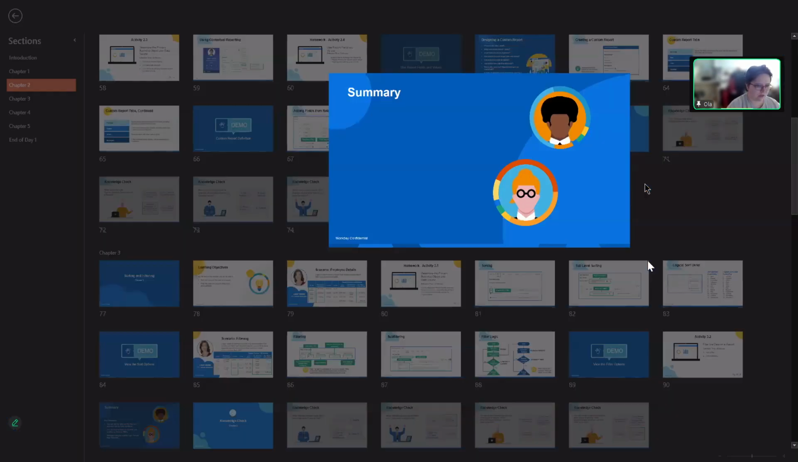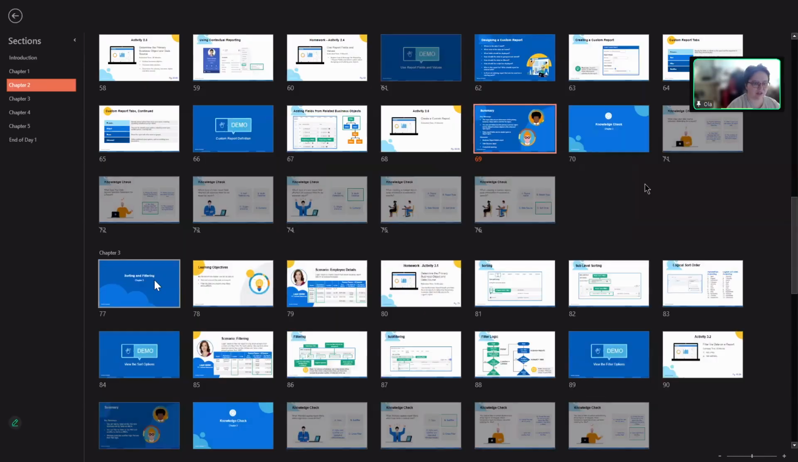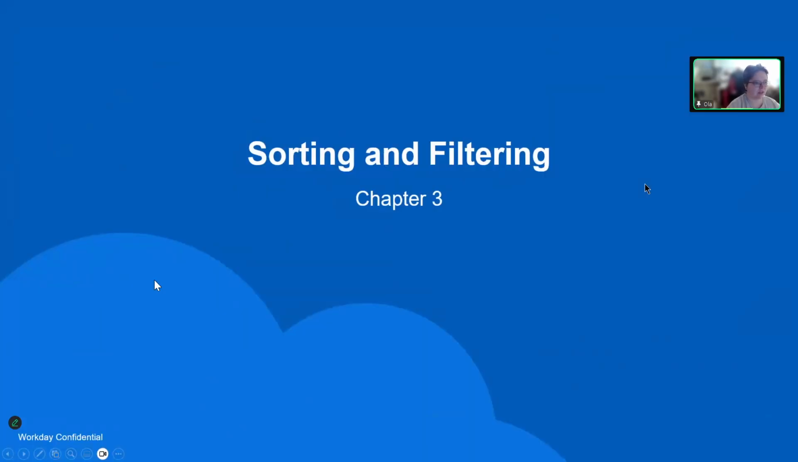So that's what we have done. I'm going to skip the knowledge check for the sake of time, and let's start talking about those filters. We are in chapter 3. Chapter 3 starts on page 72.